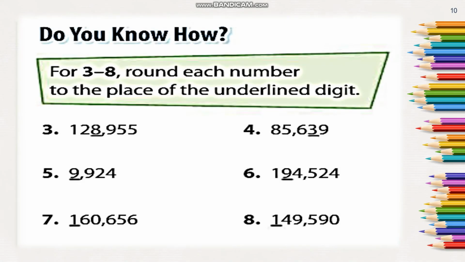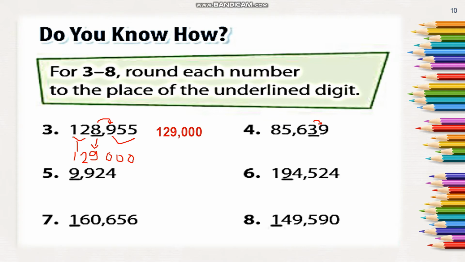Round each number to the place of the underlying digit. So the underlying digit in number 3 is 8. It is followed by 9. So the rule is we just simply add 1 if it is followed by 5 or more. So 8 plus 1 becomes 9. And the rest of the digits to its right become 0. And the digit to its left, you just simply copy. So the answer is 129,000.